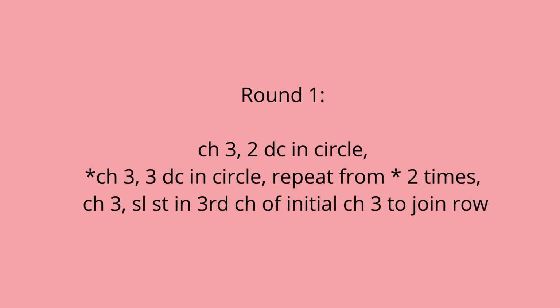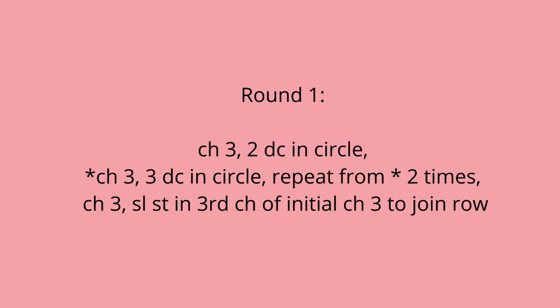Now let's look at round 1. When you move onto a new round or a new row, you always carry on from the last stitch you did from the last round or last row you did. So for round 1, carrying on from your last stitch from the foundation circle, you will now do 3 chains. Then you will do 2 double crochet in the foundation circle.